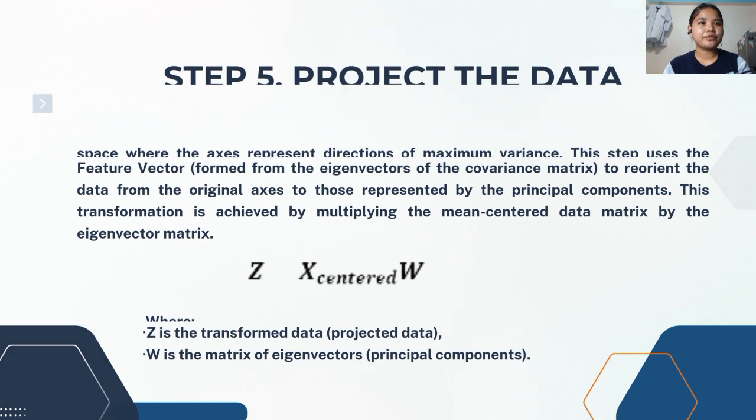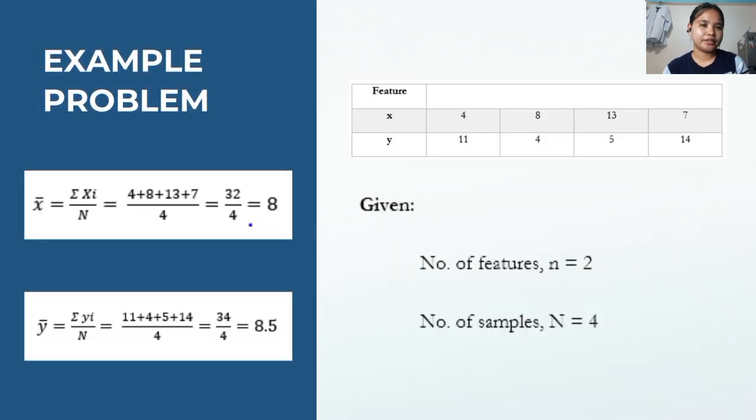So now let's walk through a sample problem to see how PCA works in practice. Imagine we have a data set with two features, let's say measurements of feature x and feature y, as shown in the table. We have the number of features, which is 2, and the number of samples for each feature is 4. First things first, find the mean and the variance of each feature in the data set. So we have here for x bar 8 and y bar is 8.5.